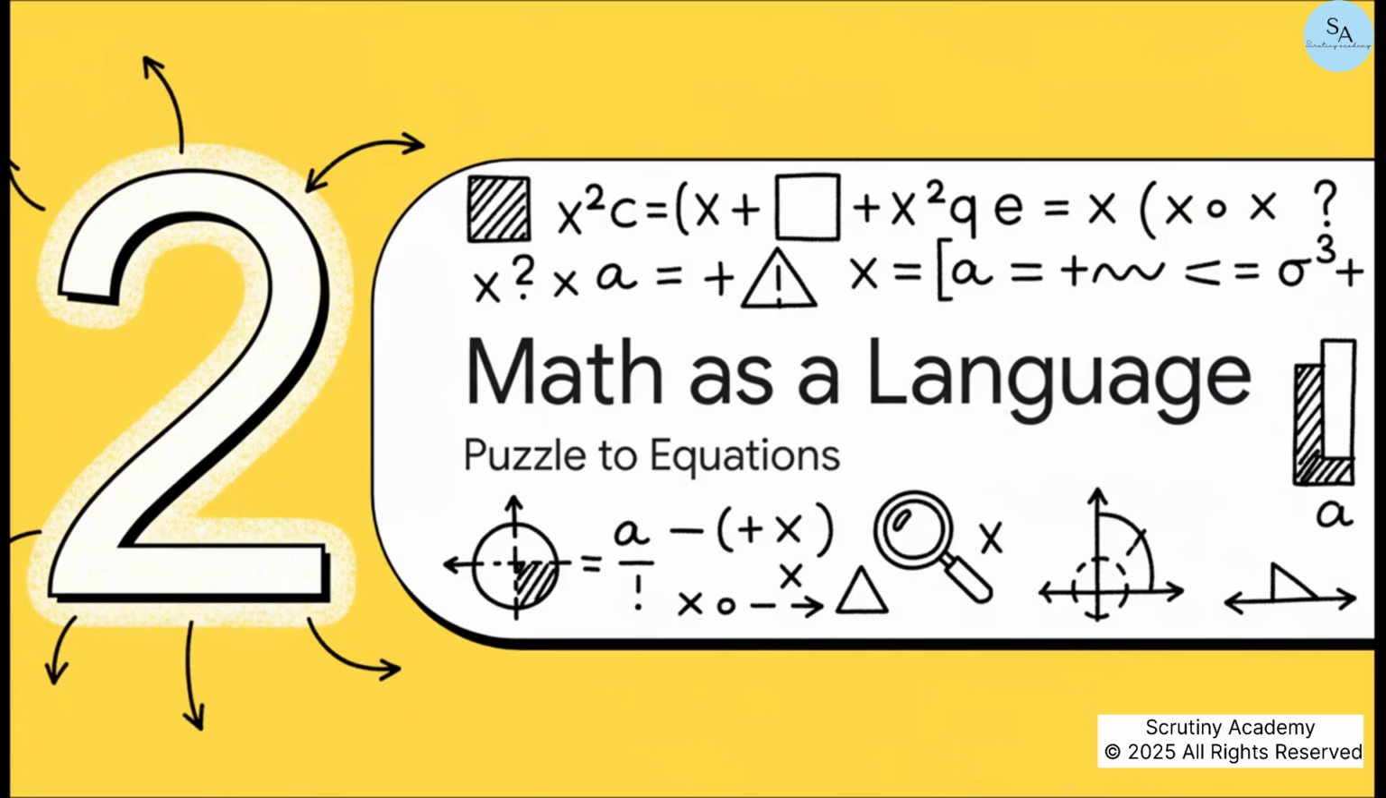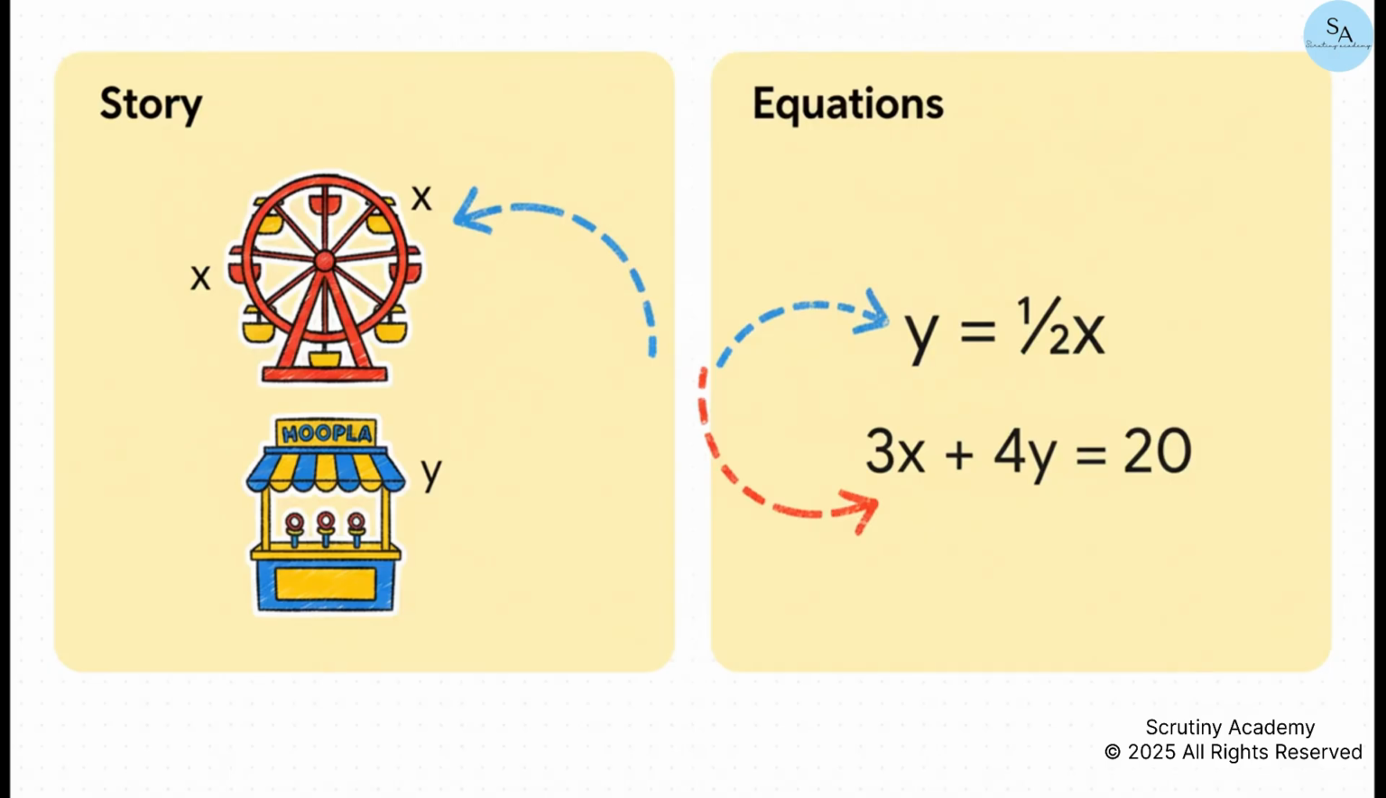All right, now for the really cool part. We're going to take Akila's story and translate it into a completely different language, the language of algebra. This is where the real problem solving starts. And this slide just lays it out perfectly. On the left, you've got the story. On the right, you've got the math. We're going to say the number of rides is x and the number of games is y. So that clue about the games being half the rides becomes our first equation: y = 1/2 x. And the clue about the cost, 3 rupees per ride plus 4 rupees per game adds up to 20, becomes our second equation: 3x + 4y = 20. And just like that, our story puzzle is now a math puzzle.